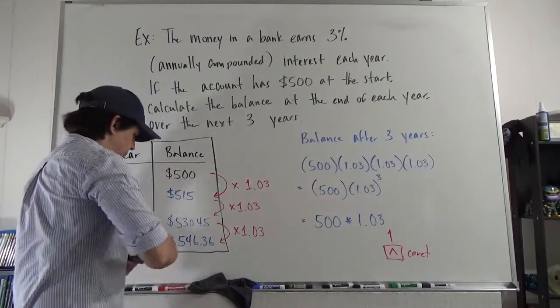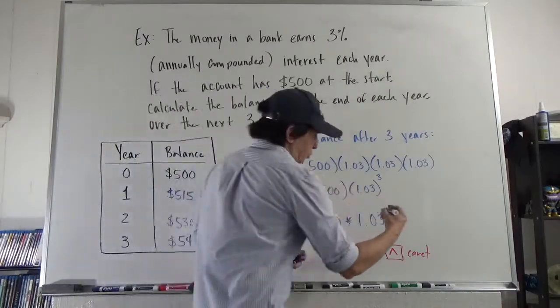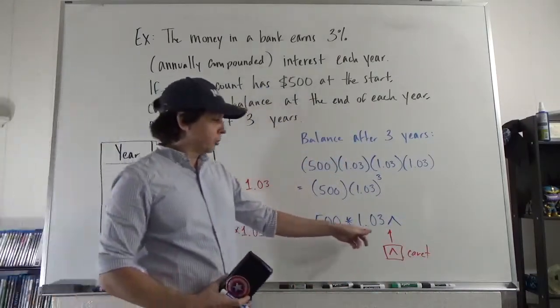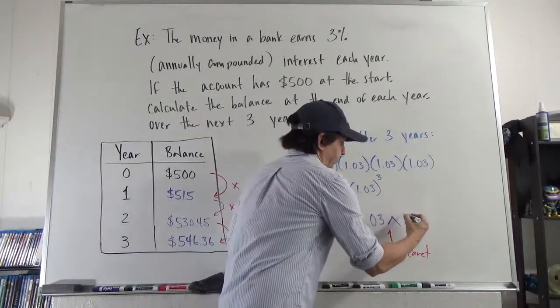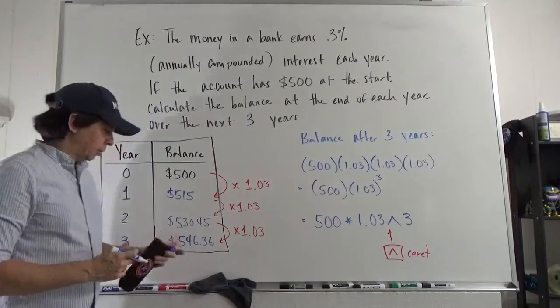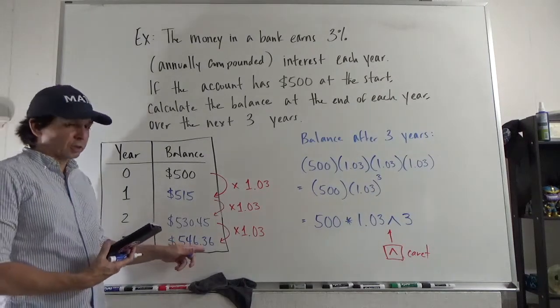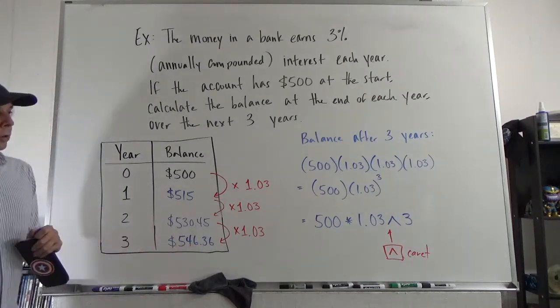And when you do that, for some calculators it's going to give you that symbol, which means raised to the power of. So 1.03 raised to the power of 3. And then you would just hit enter, and you should get that before the rounding. So 546.363, whatever it was. Okay.